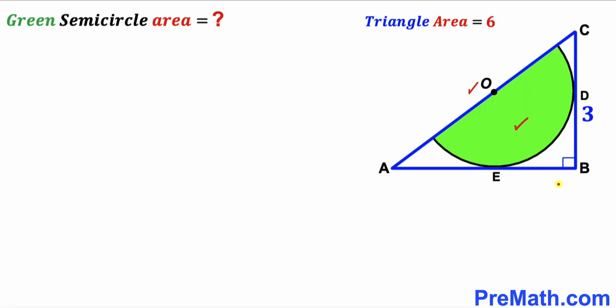In this video, we have this green shaded semicircle with the center O fully inscribed in a right triangle ABC, as you can see in this diagram, such that these points D and E are our points of tangency, and moreover this side length of the triangle is 3 units. Furthermore, the area of this triangle ABC has been given to us as 6 square units. Our task is to calculate the area of this green shaded semicircle.